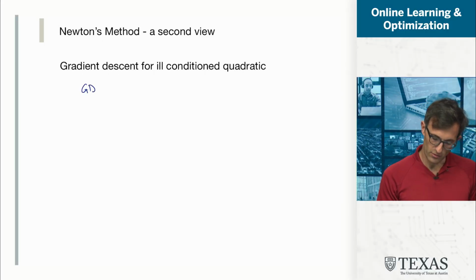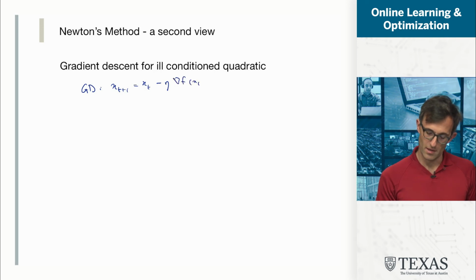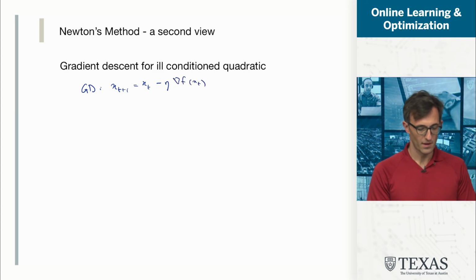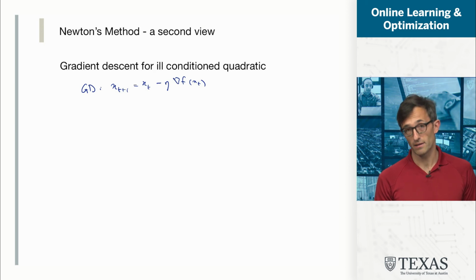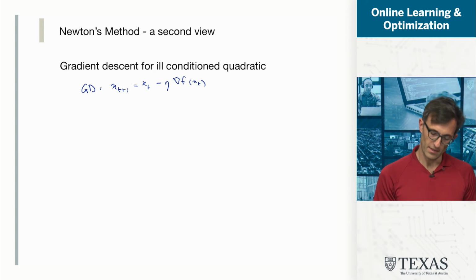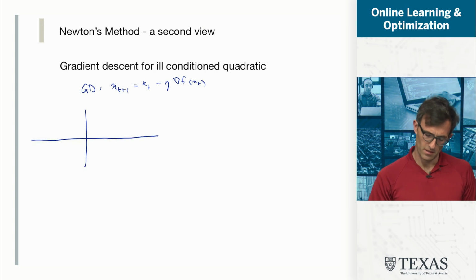The gradient descent algorithm is x_{t+1} = x_t - eta times the gradient of our function f of x_t. And let's see how it does for an ill-conditioned quadratic, a simple case. Let me first show you what it does by drawing a picture. We've seen this picture appear a number of different times when we're talking about gradient descent.